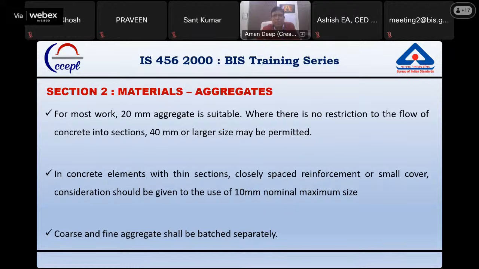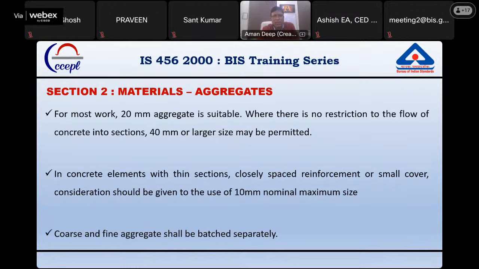In concrete elements with thin sections, closely spaced reinforcement or small cover, consideration should be given to using 10 mm nominal maximum size. So if we have congestion and a risk of, say, honeycombing because of concrete flow issues, then we can make our concrete mix design with 10 mm nominal maximum size of aggregates for the RCC concrete.